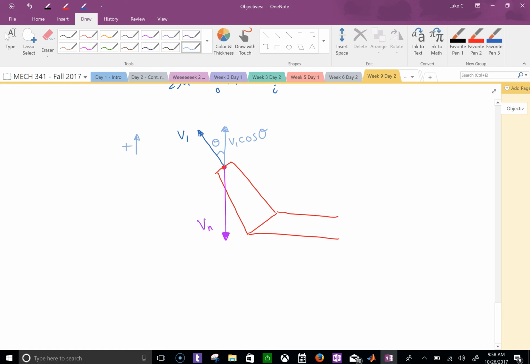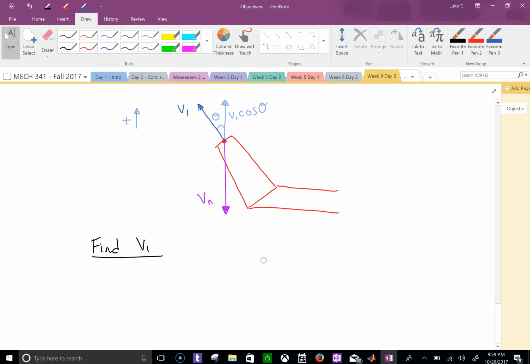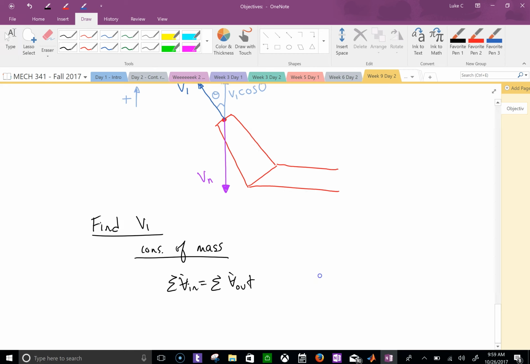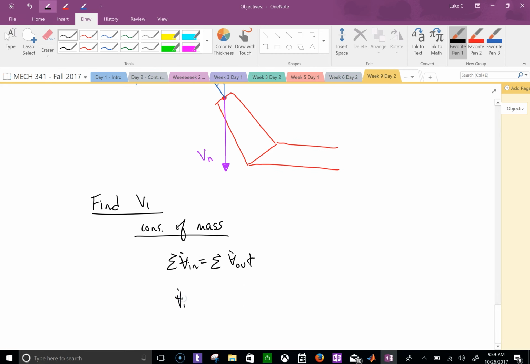So before I show the relative velocity, we're first going to find V1. And we're going to use conservation of mass. So the volumetric flow rate in equals the volumetric flow rate out. Is that valid? Why is it valid in this case? Because it's incompressible. Yep. Because it's water. Yep, density's the same. Perfect. So V dot in equals, there's two coming out, right?